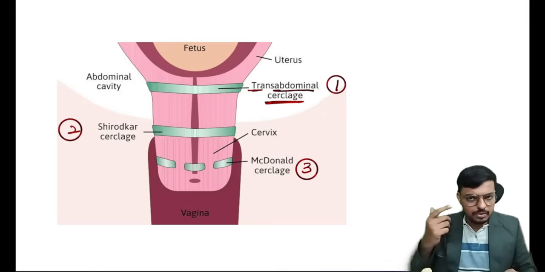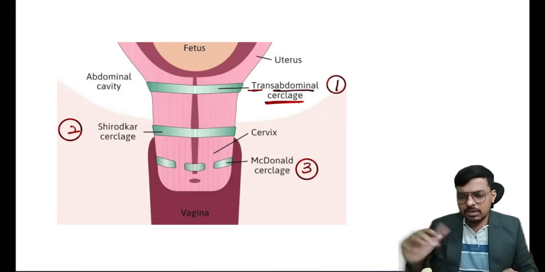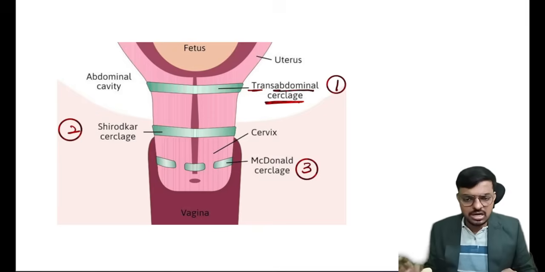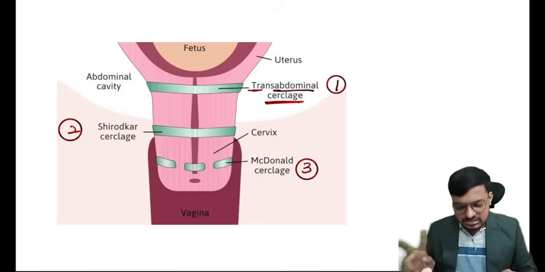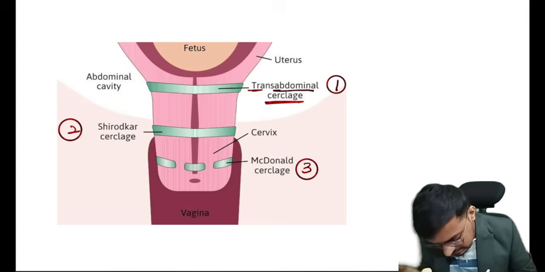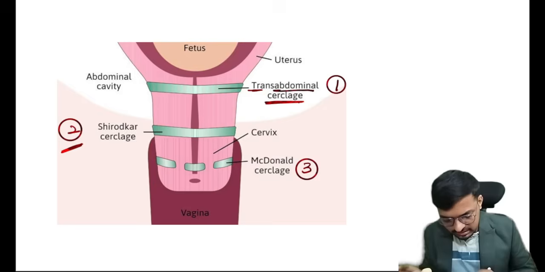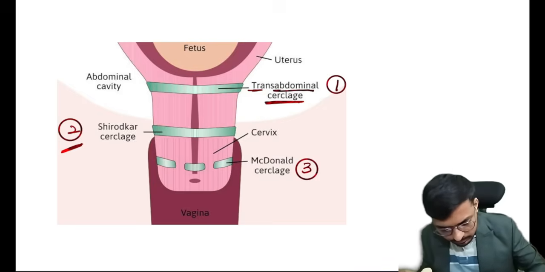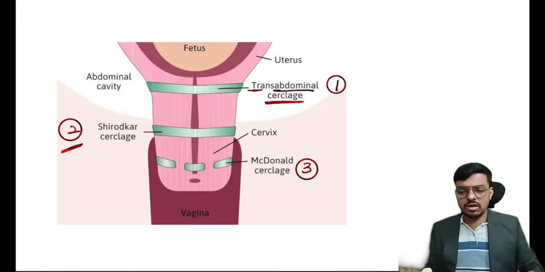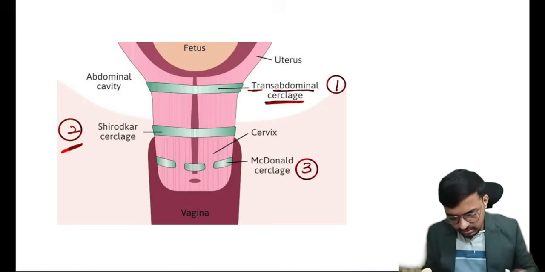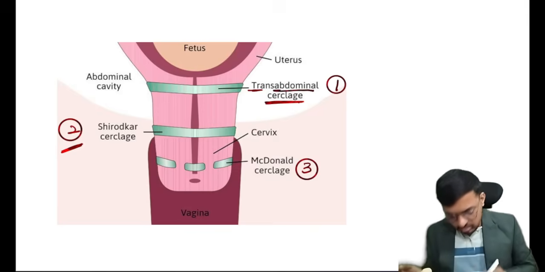So this is how we have to prevent the incompetent cervix. One method is the transabdominal cerclage surgery. The second method is the Shirodkar cerclage surgery. So what is happening in the Shirodkar cerclage surgery? Look at this one. We approach it transvaginally.